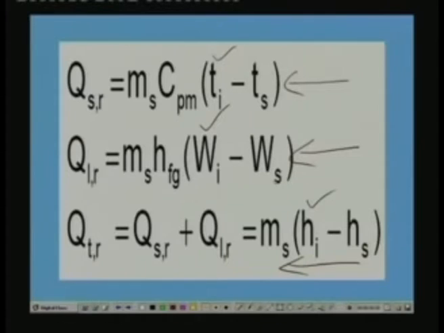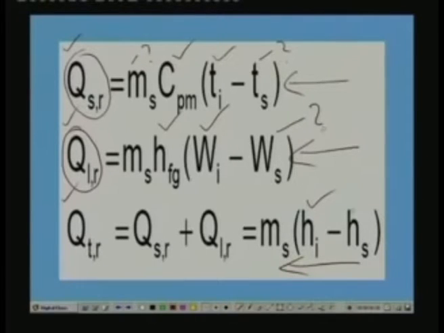These loads will be estimated by performing cooling load calculations. This we will discuss a little later. For the time being, let us assume that we know these things also from cooling load calculations. So Ti, Wi and Hi are known, and let us assume that CPM, the specific heat, is also known, and the latent heat of vaporization is also known. So what are the unknowns? The unknowns are the mass flow rate of the supply air, temperature of the supply air, humidity ratio of the supply air, and enthalpy of the supply air. So there are four unknowns, Ms, Ts, Ws and Hs, and there are three equations.